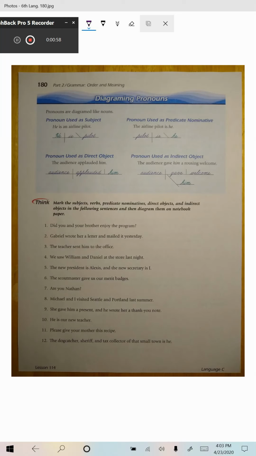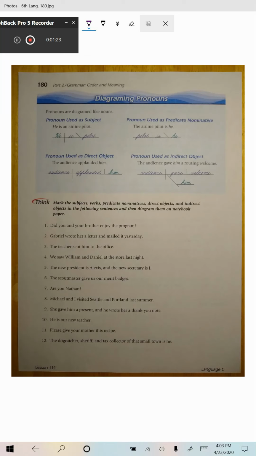All right, so did you and your brother enjoy the program? You guys might want to have an extra piece of paper to diagram a few of these, and I think the next two pages I'll probably do it with you. So maybe I'll give you a few of these to diagram on your own. All right. Did you and your brother enjoy the program?